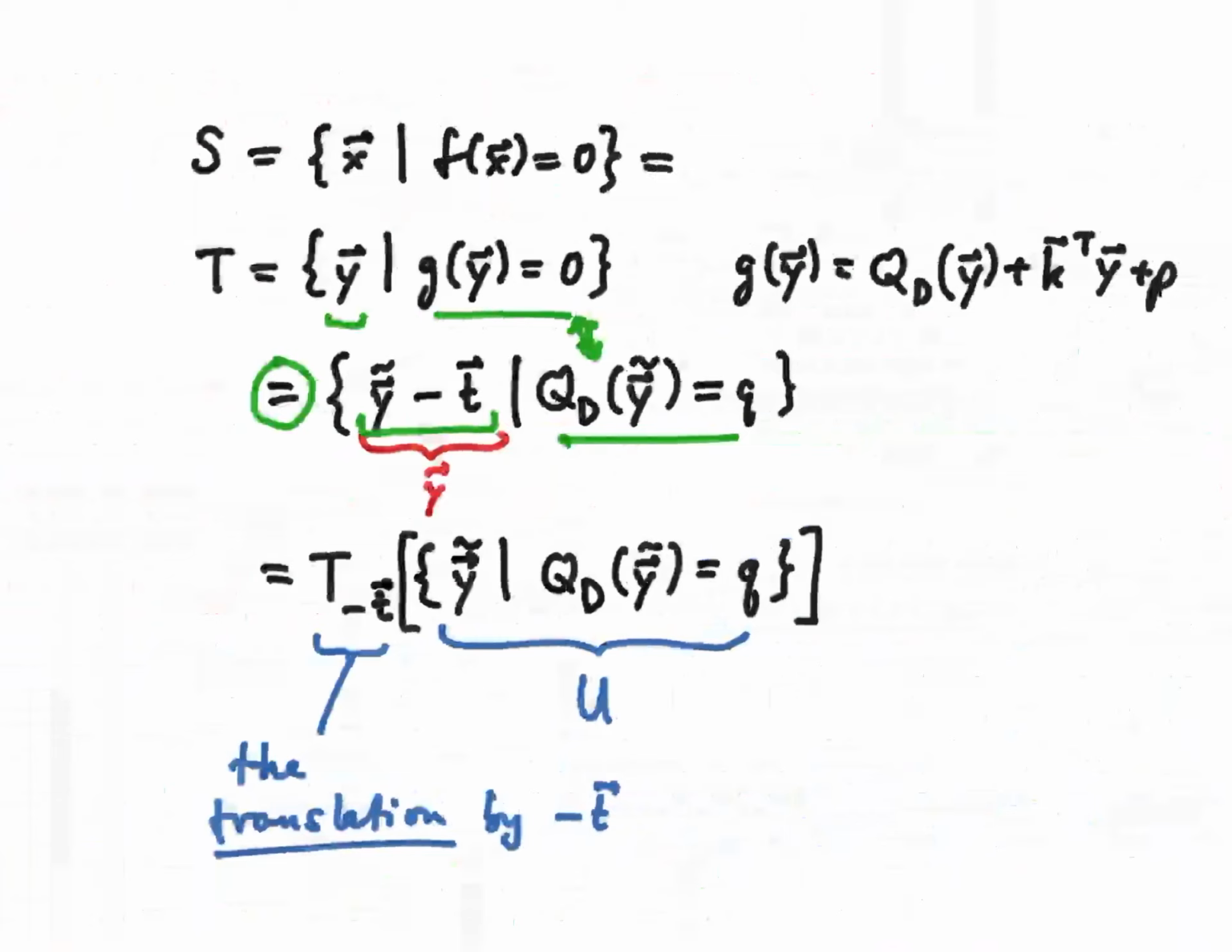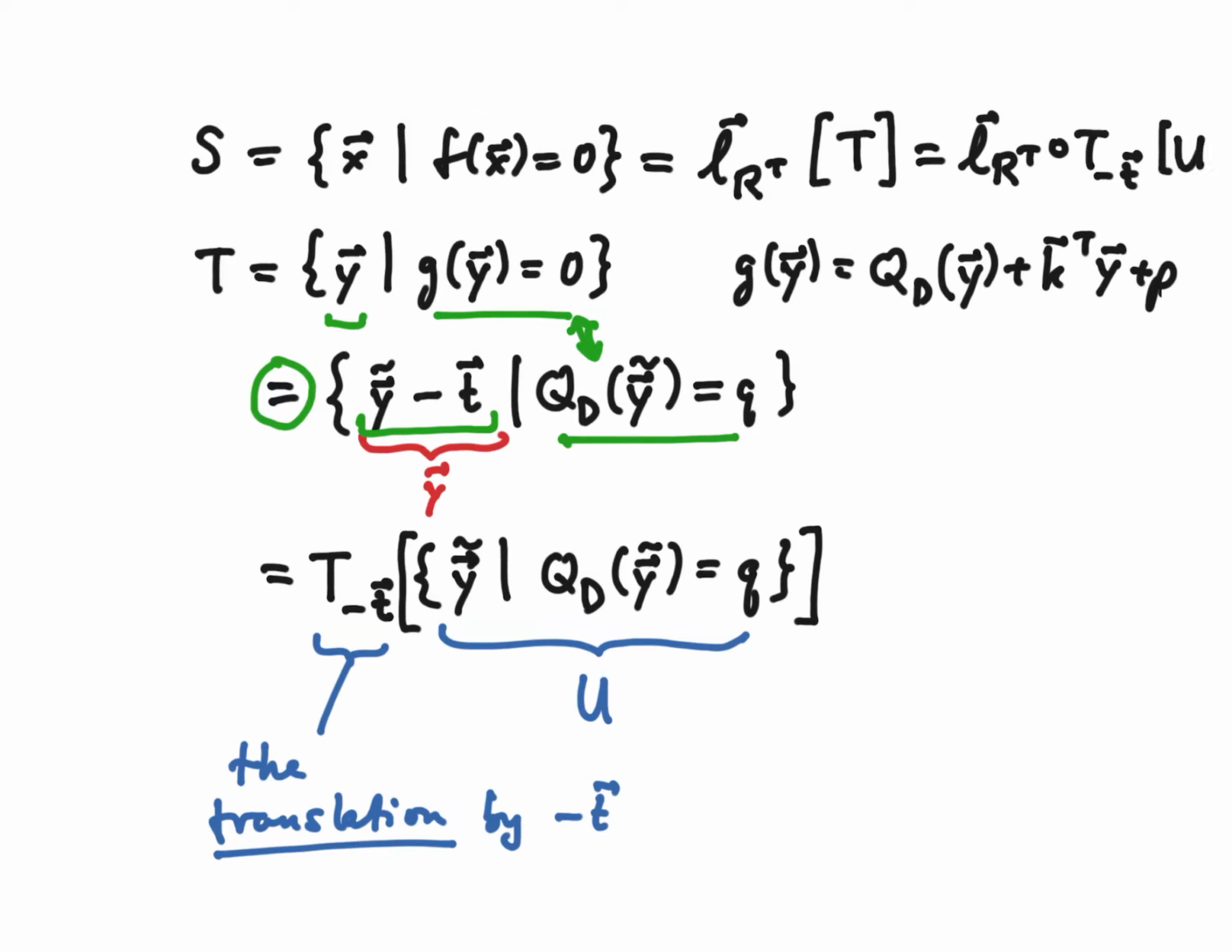And remember that the original S itself was the image of the set T under a rotation. So we have this linear map based on this rotation matrix R transpose. And now what we're doing is we're saying you have this rotation, and then if you compose that with a translation, then you can write the set S as a certain image of this set U, right, under some rigid map, under some rigid motion. This map here is a rigid motion, or isometry.